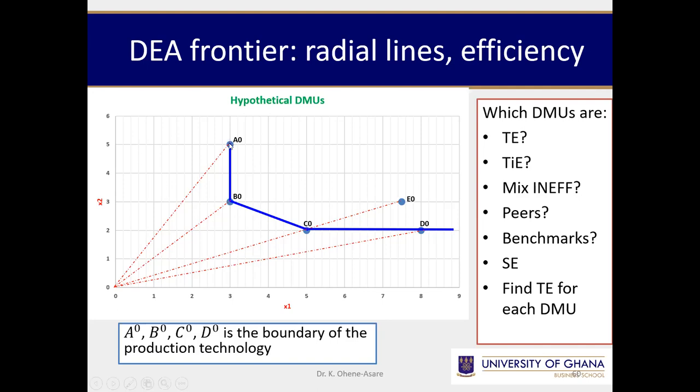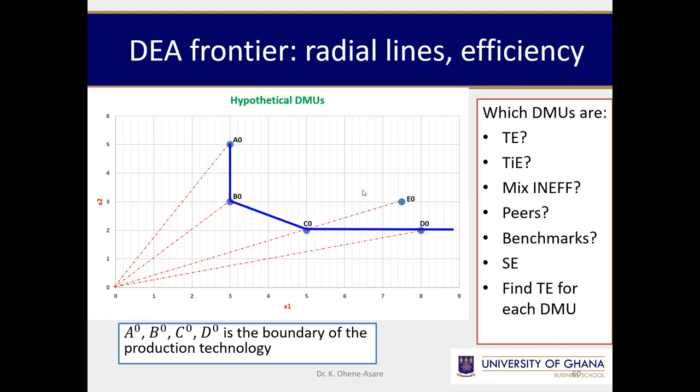I've created a frontier. Now remember the assumptions of DEA. DEA says a piecewise linear convex envelope. Piecewise, linear. Linear here means a line. So you draw a line from A naught to B naught, but you don't draw a line from A naught to E, because you are focusing on data points that are not dominated.